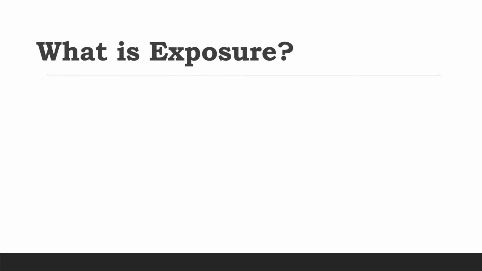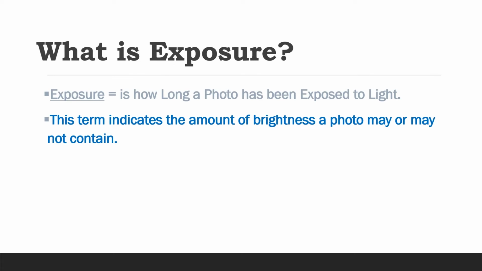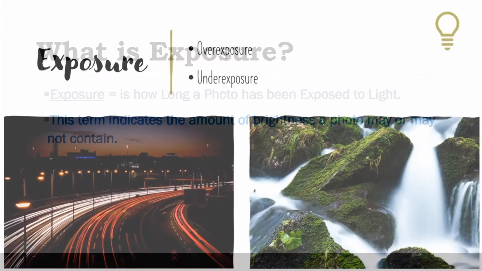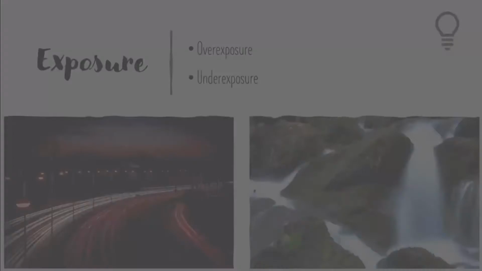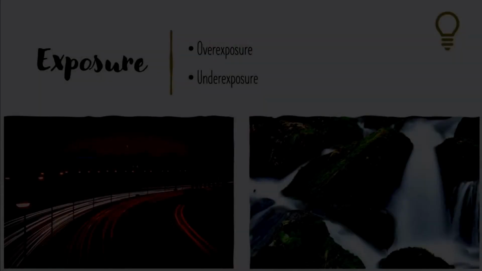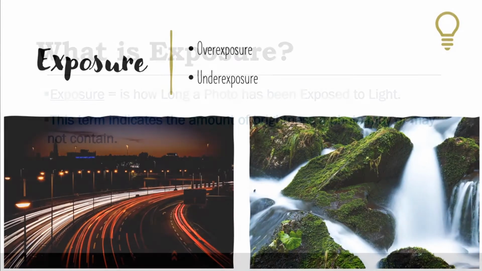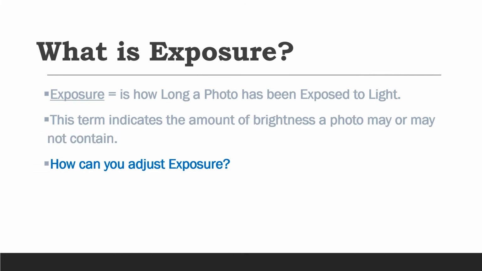So what is exposure? Exposure is how long a photo has been exposed to light. This term indicates the amount of brightness that a photo may or may not contain. Overexposed photos are typically too bright, and underexposed photos are usually too dark. Sometimes artists choose to do this on purpose for creative purposes, but for the most part, you want to try and get your exposure correct. So how can you adjust exposure though?